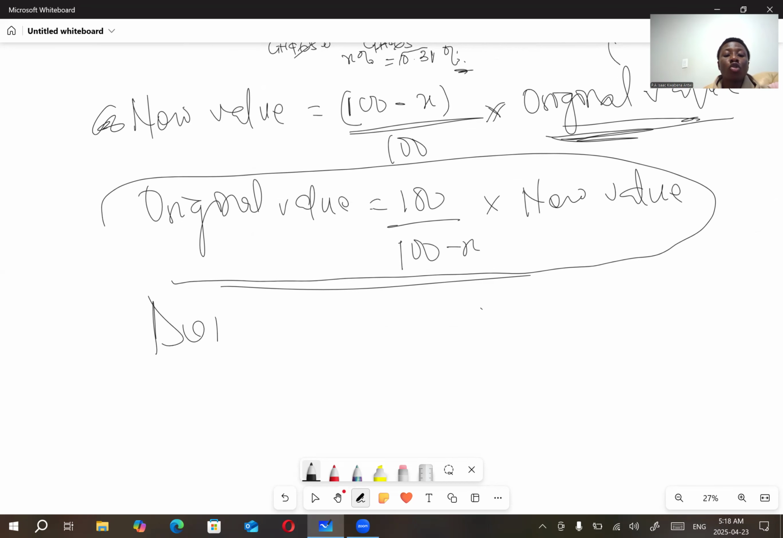new value, and they want you to find the depreciation rate. In your books, they say depreciation, but it's the same thing. Which one is the depreciation rate? X. What would you do? Make X the subject in any of the equations, but since this is the mother equation, the first one, you can make X the subject there.